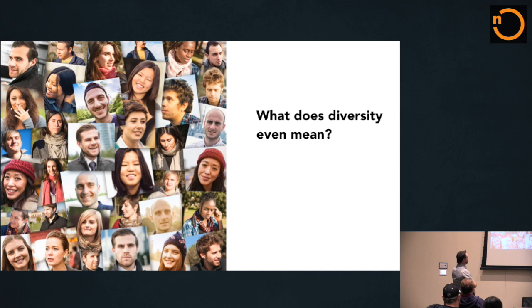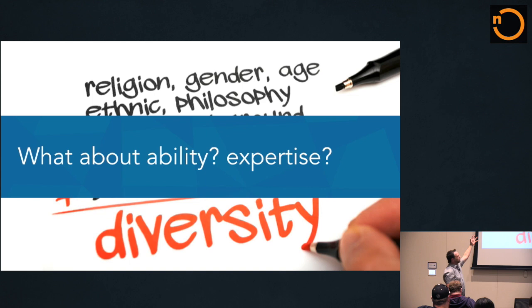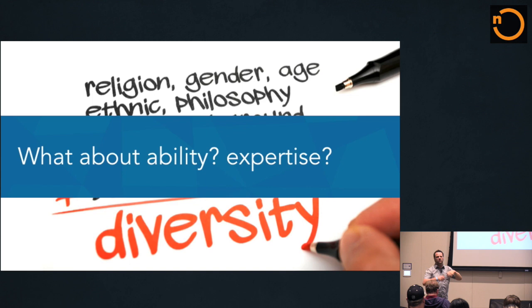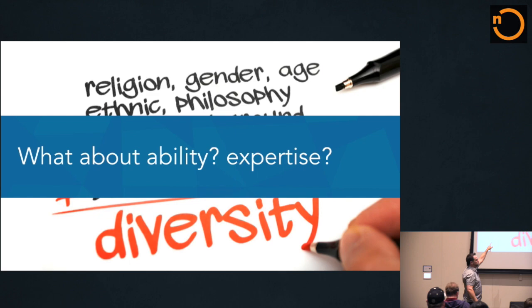So when we talk about this, we need to ask this question, right? What do we really mean by diversity? Who are we including and who are we not including? We talk about religion, gender, age, ethnicity, philosophy. There's all kinds of other things that make up what diversity is. And I think we even want to talk about ability and expertise. And when I'm talking about ability and expertise, I'm even talking about things like how experienced are you with computers, right?